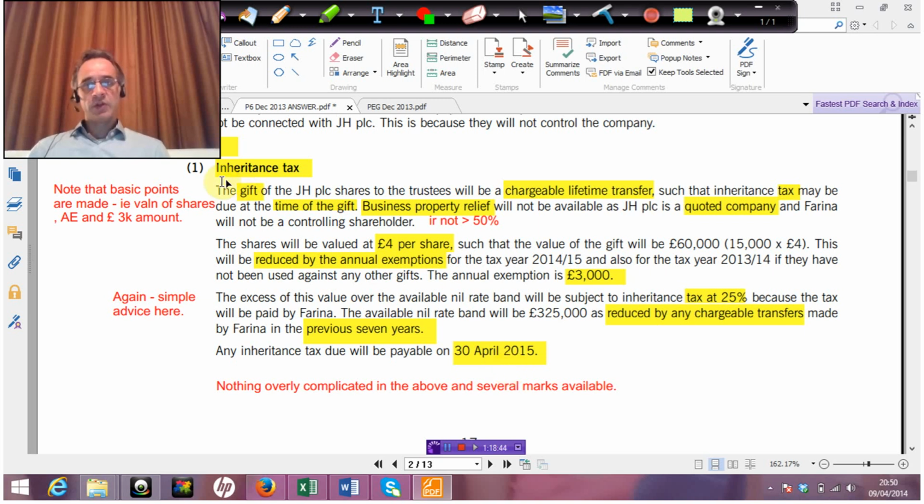Okay, so what you can see here for quite a few marks is not anything overly complicated. We will have done this in class quite a few times, so don't forget to state the obvious in these sorts of questions.